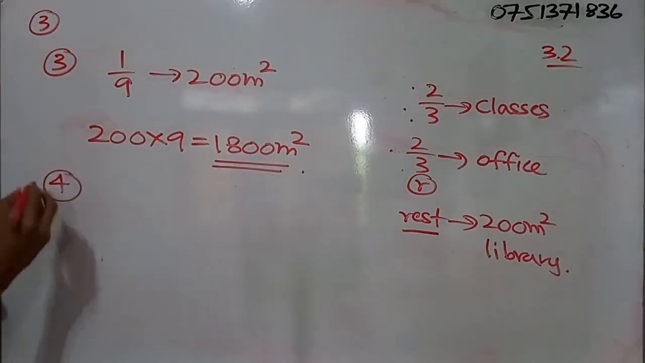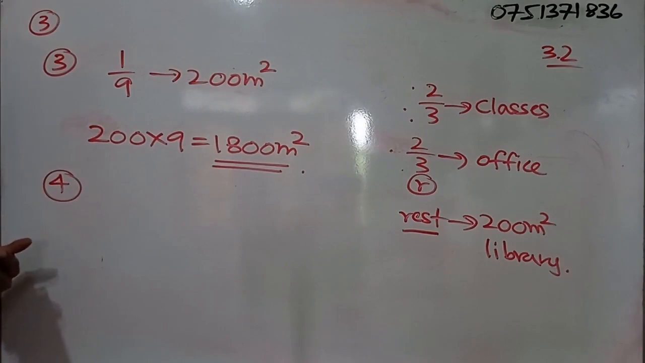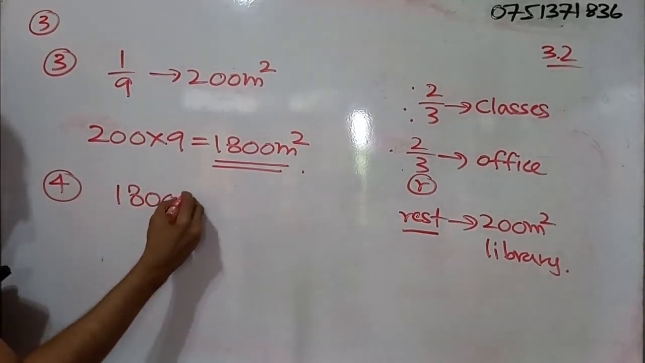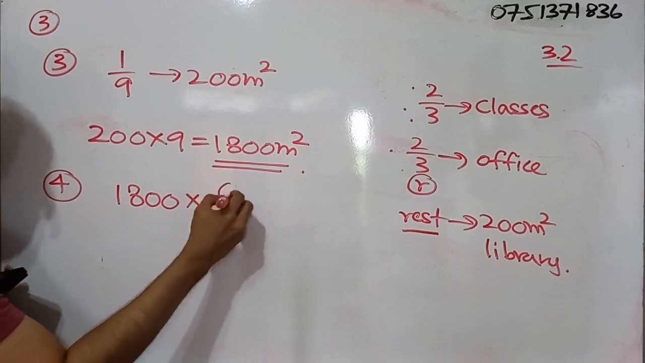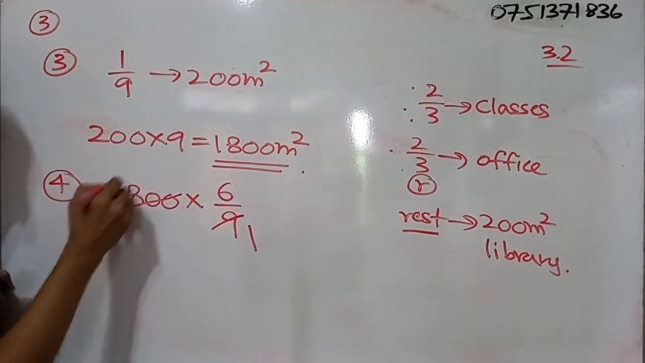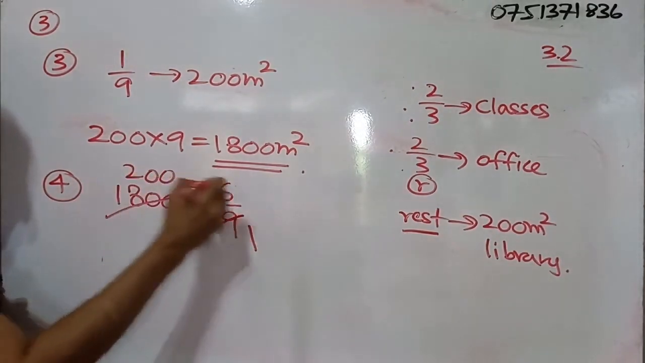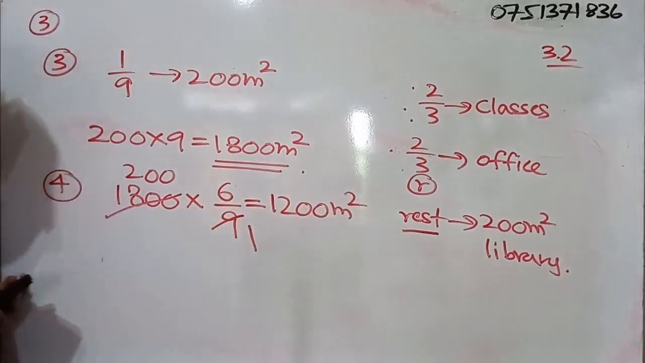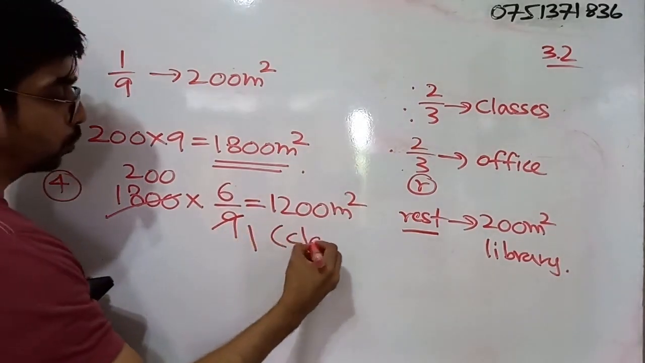Right. Part 4. What do we have? Find separately the floor area that is allocated for the classrooms and the office. Right. So the total area we know. So from that 6/9. So this much is reserved for the classrooms. So 9 times 1, 9 times 200. 200 into 6, we get what? 1200 square meters. So these are for the classrooms.